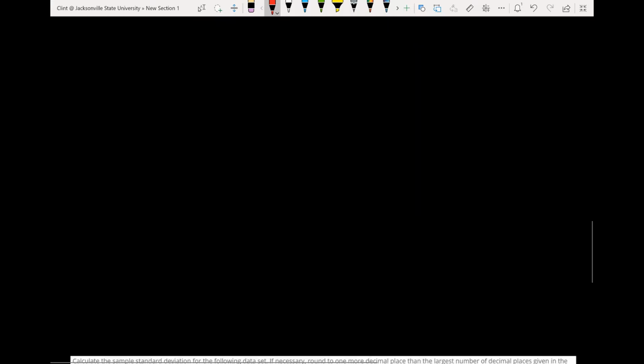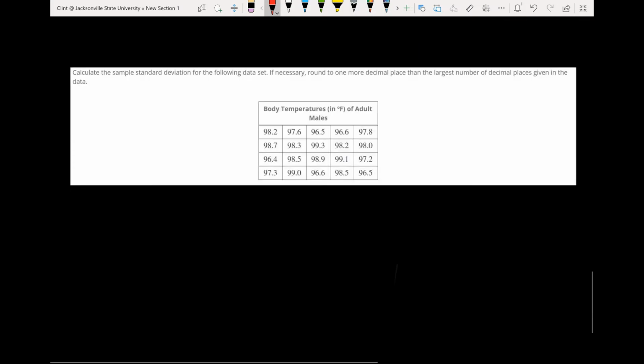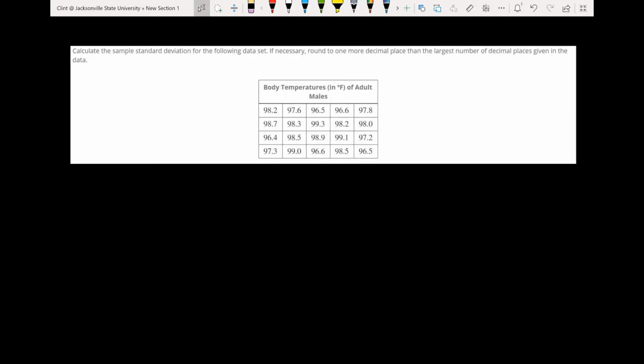Okay, one more here. Look at this one. So this one says calculate the sample standard deviation, round to 1 more decimal place than in the data. Okay, so the big thing to think about here is it says we want the sample standard deviation. And I'm making a big deal out of that because if you calculate the sample standard deviation and population standard deviation for the same data, you'll get 2 different numbers. So we want sample standard deviation.